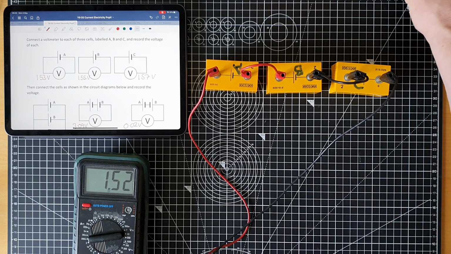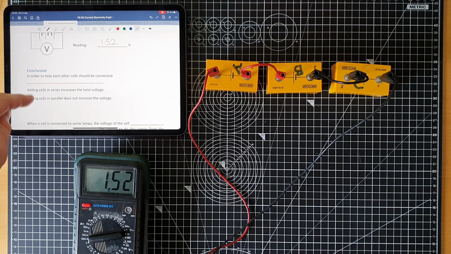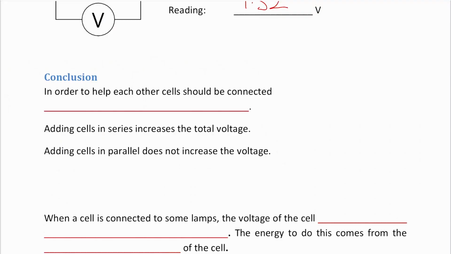So we can see that as we add voltages, so add cells, the voltage increases. Turn a cell around, the voltage will decrease. And that's going to be something like our conclusion here. In order to help each other, cells should be connected positive to negative. Adding cells in series increases the total voltage. Adding them in parallel does not increase the voltage.